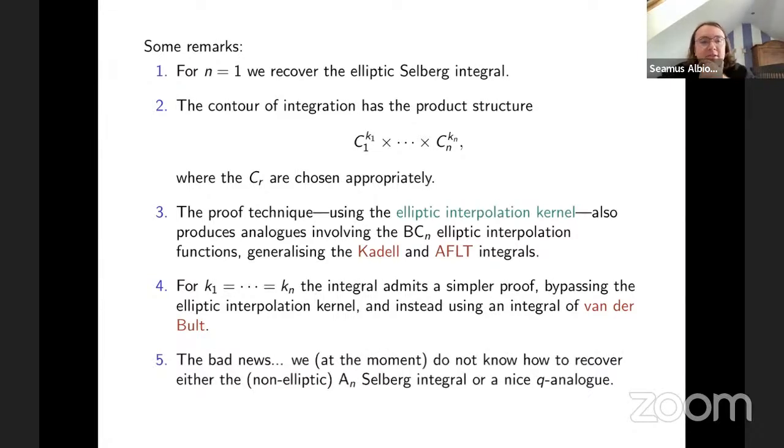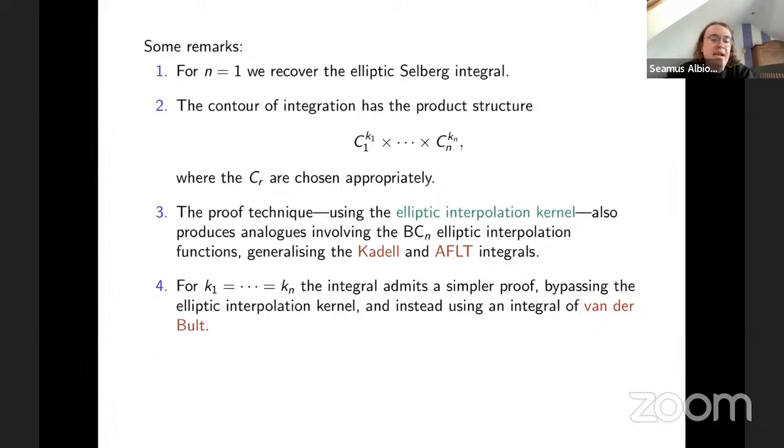But there's some bad news. The bad news is that at the moment, we don't really know how to take a nice limit of this big expression, this integral we have, and obtain anything to do with the AN Selberg integral, or even a nice q-analog of any kind of Selberg type integral. So it seems that at the moment, this is really just a structural generalization. The relationship with the known formulas is not so clear, and it's something that would be really interesting to know. So how does this relate to the ordinary AN Selberg integral? Since we already know that the elliptic Selberg integral sits above the ordinary Selberg integral, of course in a complicated way, but still.